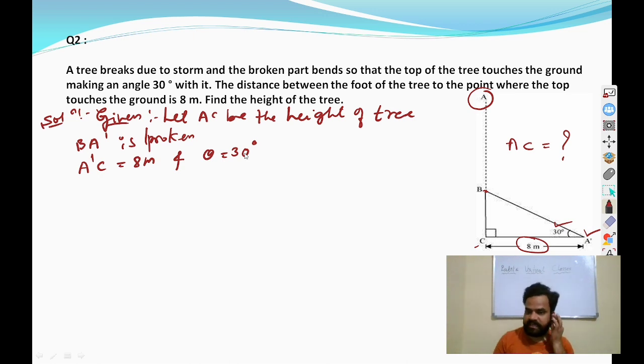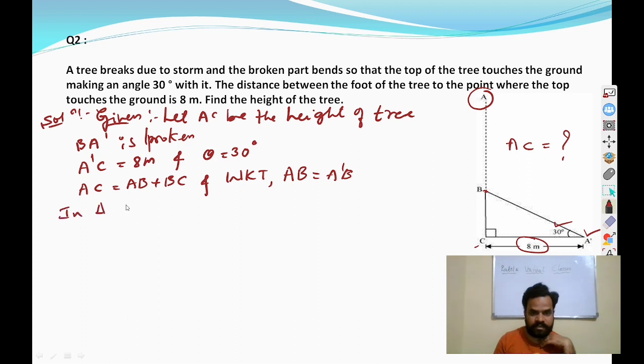See, this AC can be written as AB plus BC. Right? What we can write here is AC can be written as AB plus BC, and from figure we know that AB is also equals to A dash B. Both are same. Now from the figure I will take in triangle A dash BC, right angle at C. Right. Here I know base A dash C I know is 8 meter. I need to find BC.